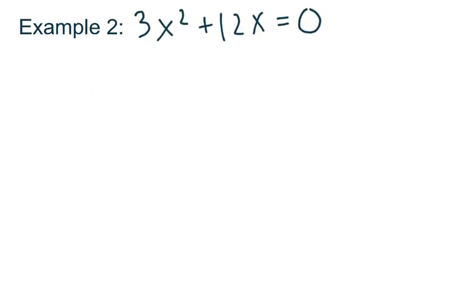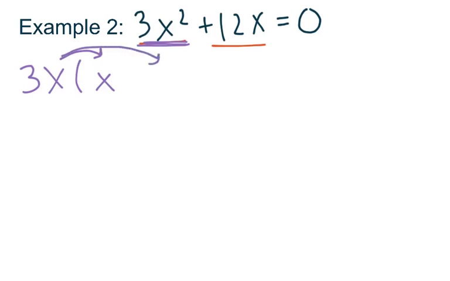Let's try another one here. Okay, so for this one, we want to do the reverse distributive property. Okay, so what do 3x squared and 12x both have in common? Well, they both have a 3 as well as an x. Okay, we start our parentheses. 3x times what gives us 3x squared? Well, just an x. And then similarly, 3x times what gives us 12x? Well, a positive 4.